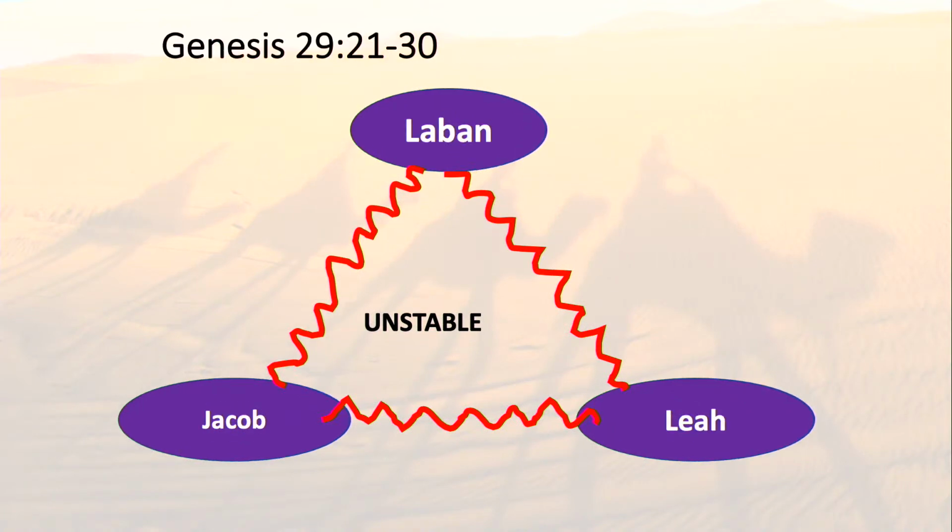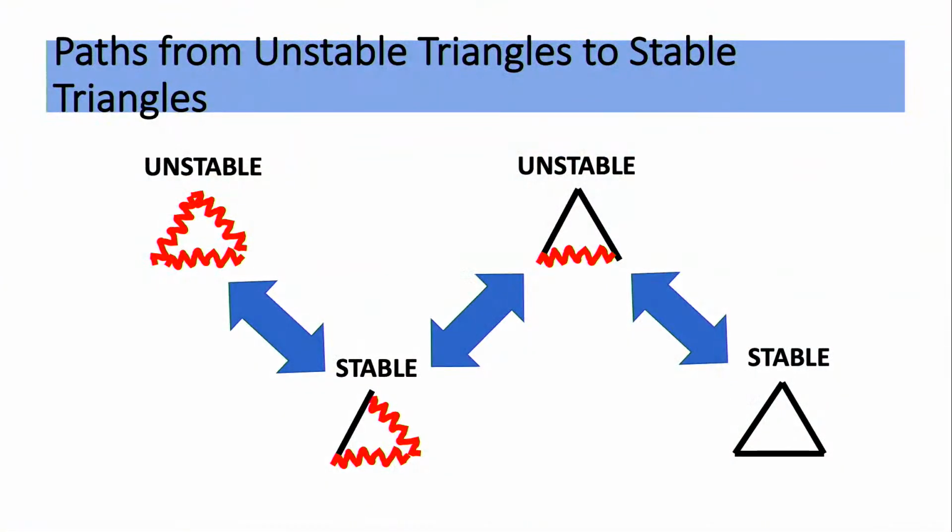Nobody gets along with anyone else. So Jacob, Leah, and Laban. Here's an unstable triangle. So unstable triangles over here. Stable triangle down here, another unstable triangle, another stable triangle. So these triangles are resistant to change. These triangles up here are wanting to change.